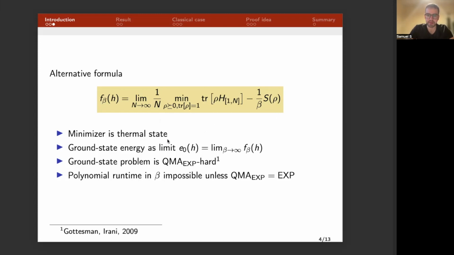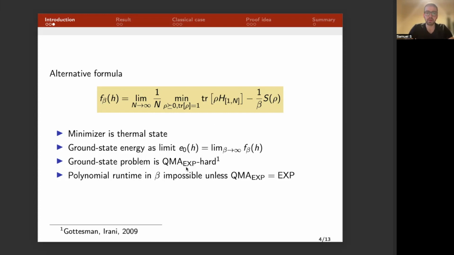And as I just said, if you take the limit beta to infinity, you actually obtain the ground state energy, which is a related problem to the free energy. This is also interesting because the ground state problem is known to be QMA-hard to compute, so not even by a quantum computer do you expect to be able, in general, to compute the ground state energy. This has been proven by Gottesman and Irani.